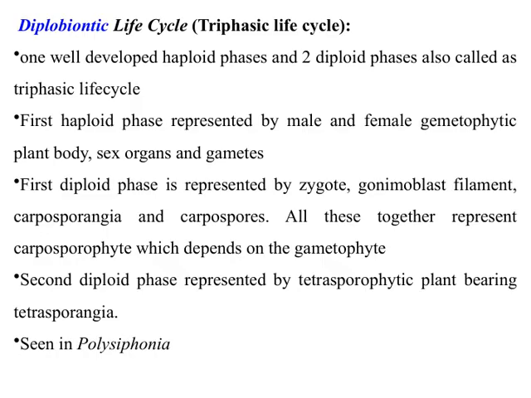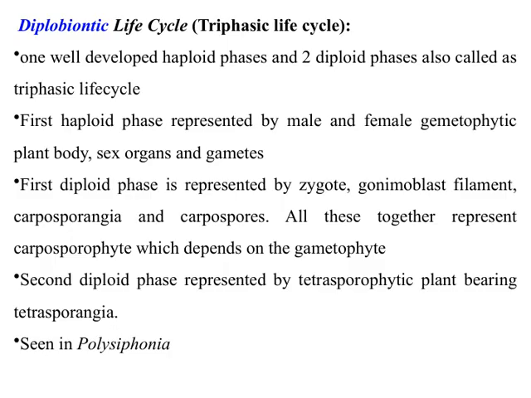Let's take a closer look at the diplobiontic life cycle, which is also known as a triphasic life cycle. This means it involves one well-developed haploid phase and two diploid phases. The key idea here is that the organism alternates between these different stages during its life. Starting with the haploid phase, this is represented by the male and female gametophytic plant bodies. These are the structures that produce gametes, sperm, and eggs, and are responsible for sexual reproduction. Think of these as the reproductive groundwork of the cycle.